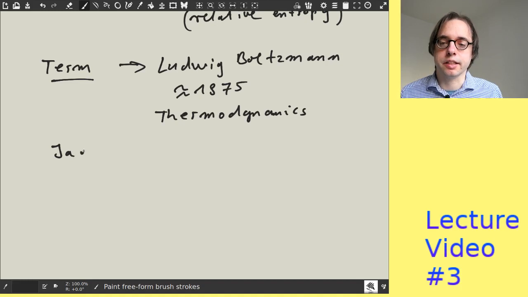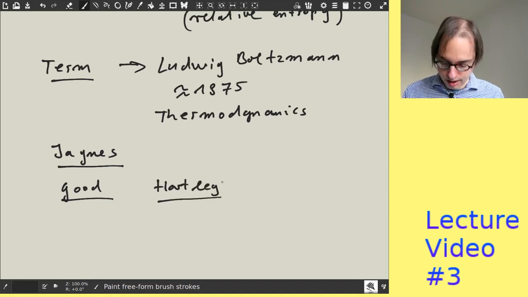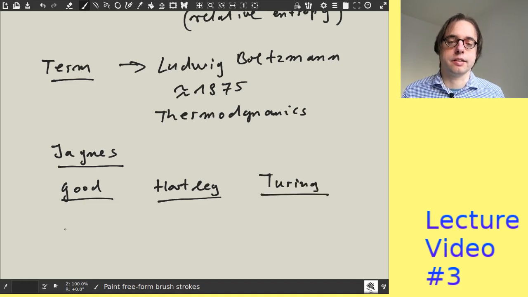One is Edward Jaynes. He has a very, very good book on probability theory. Then we have Good, who was British and actually briefly also working at Manchester University. Hartley, also British. And Turing, of course, also working at Manchester. They also made contributions to the study of entropy in computer science and statistics and information theory.